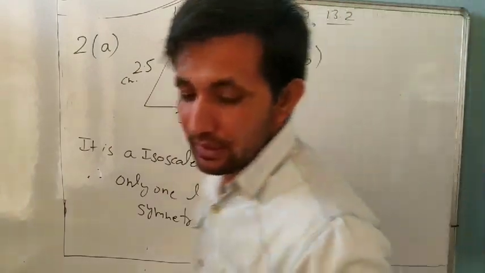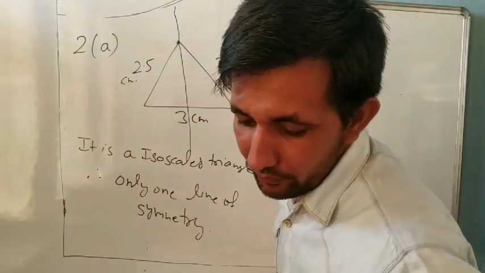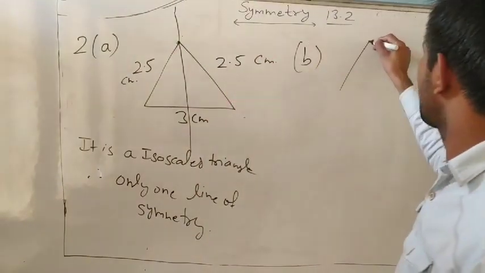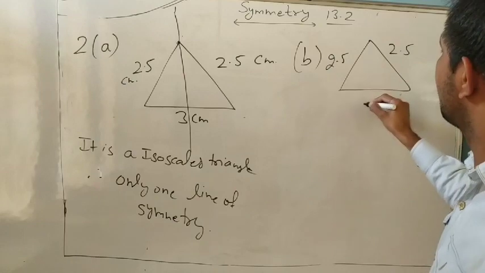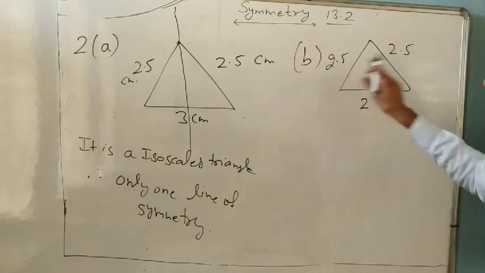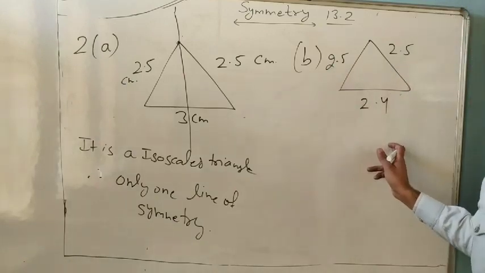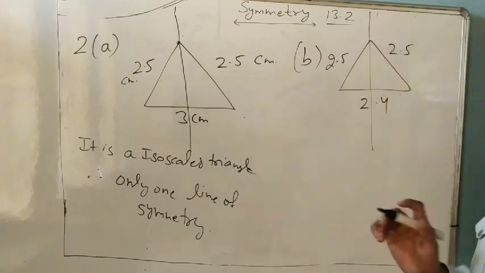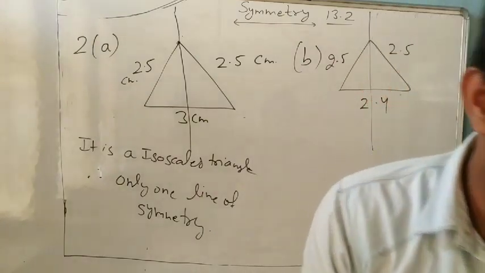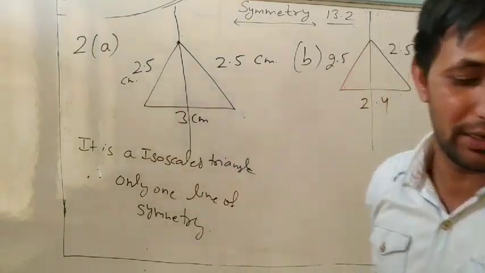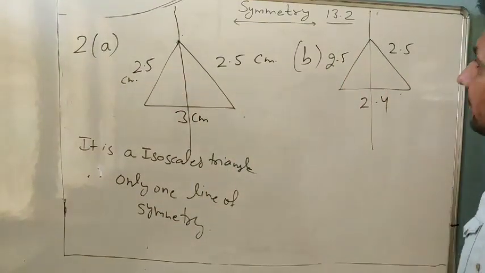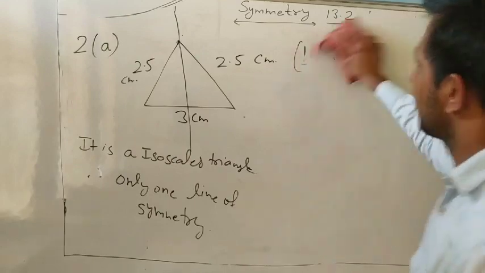Next part. In the next part also, when you measure it, it is 2.5, 2.5 and 2.4. So again it becomes an isosceles triangle. So in this one also, one line of symmetry. Always remember, in an isosceles triangle there is only one line of symmetry. So B part, do it yourself. Next part.